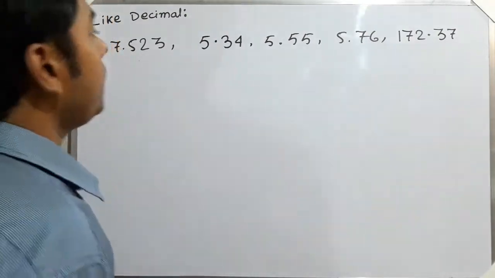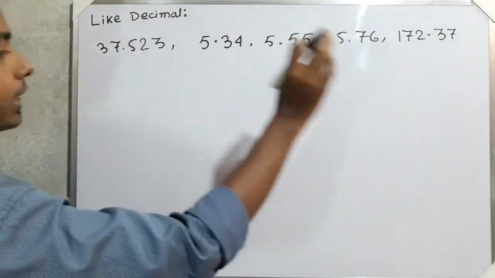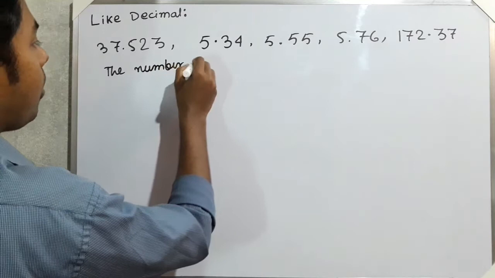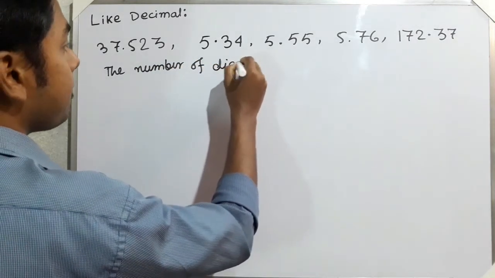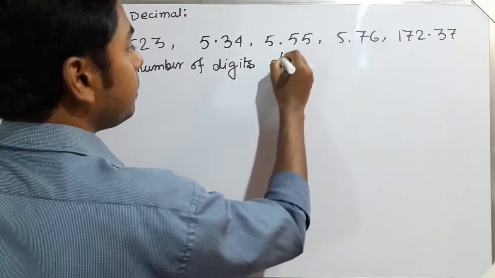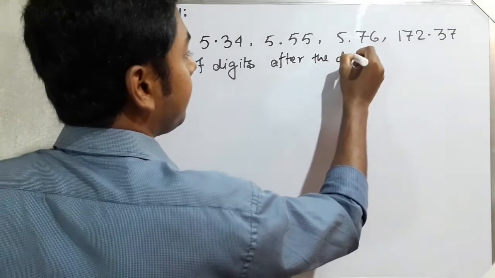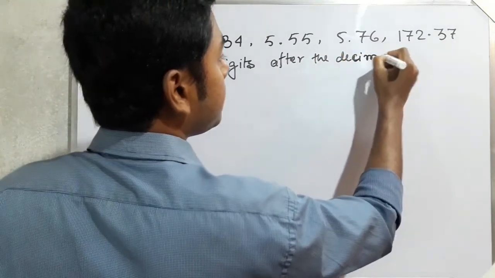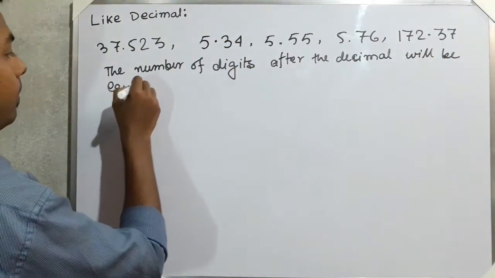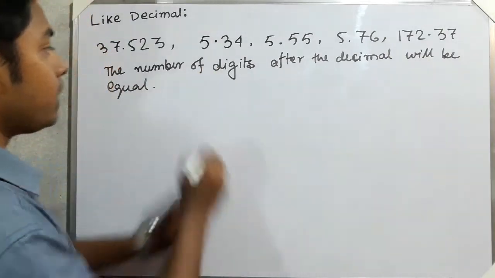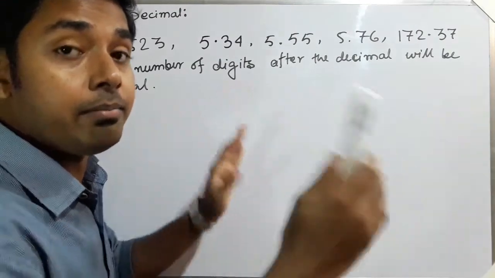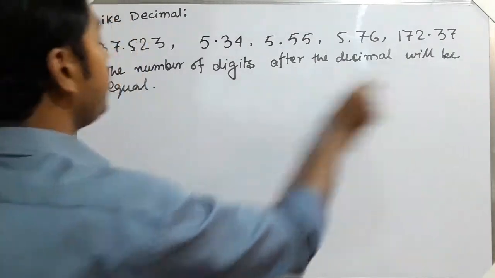Okay, now like decimal means what? I told you like decimal means the number of digits after the decimal will be equal. Okay, like decimal means what? The number of digits, not the digits. I am telling the number of digits after the decimal will be equal.